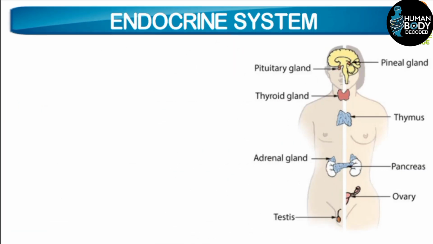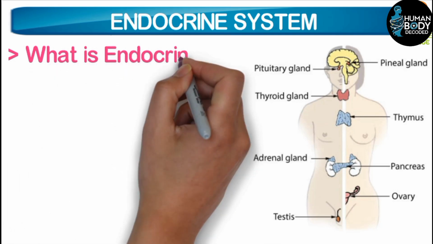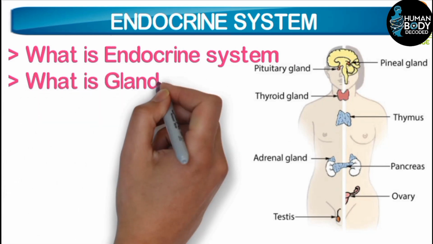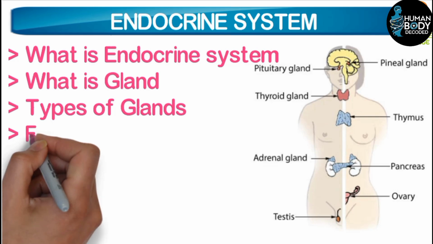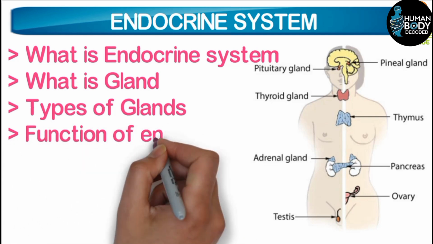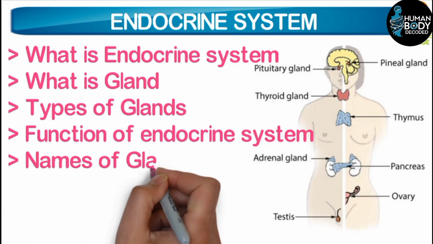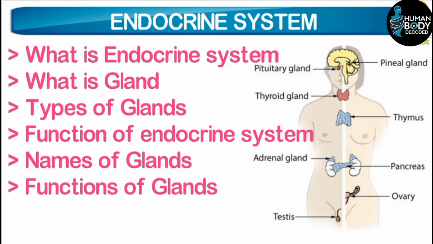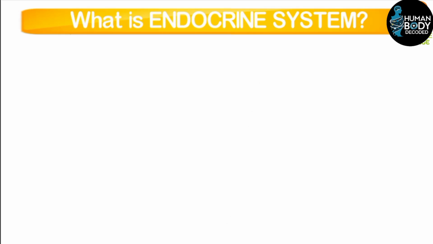Here is the list of topics we will cover. First, I will explain what the endocrine system is. Then, I will explain what a gland is. After that, we will learn about the types of glands. Next, I will explain the functions of the endocrine system. After that, I will name the glands and explain the functions of these glands. So let's begin. First, we'll start with the endocrine system with the definition.